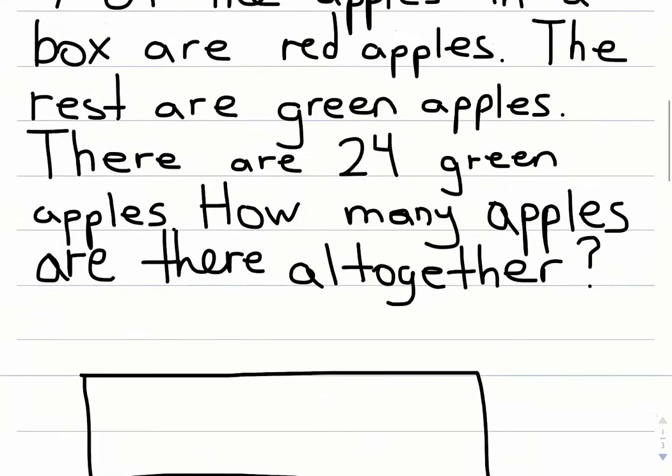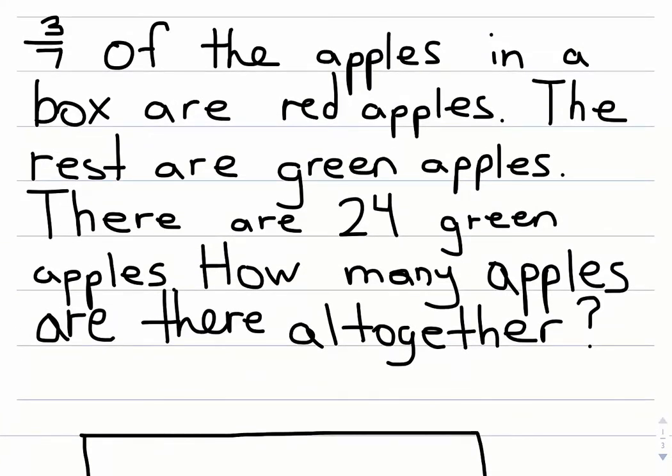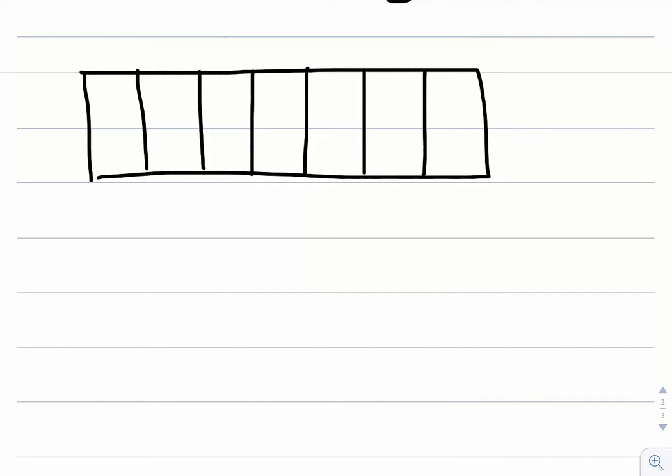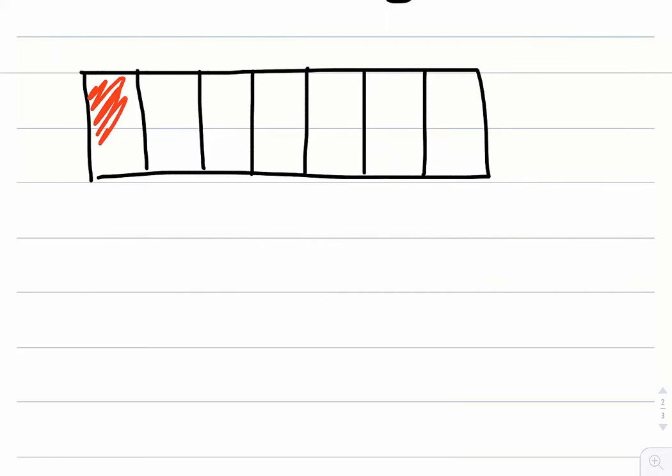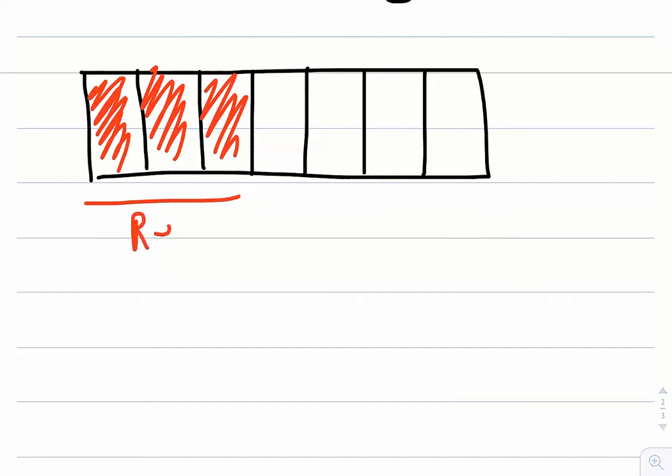In a problem, the first sentence tells us that 3/7 of the apples in a box are red apples. Well, we already happen to have a box here. So I can go ahead and break up this box into 7 pieces, because the denominator in that fraction was 7. So now I have 7 boxes. I'm actually going to go ahead and color 3/7 of them, because that's how many red apples there are. So this amount is how many red apples there are.